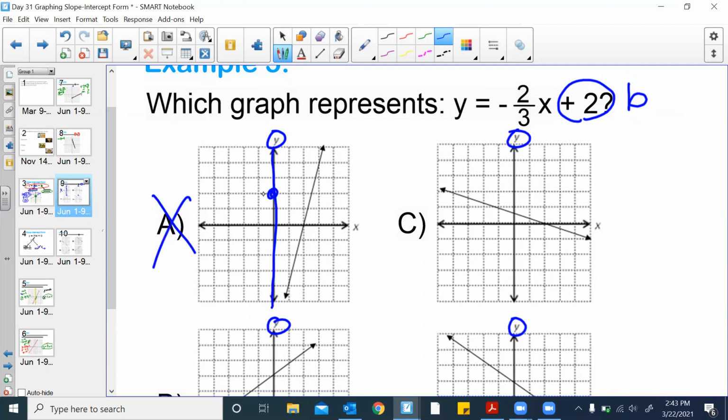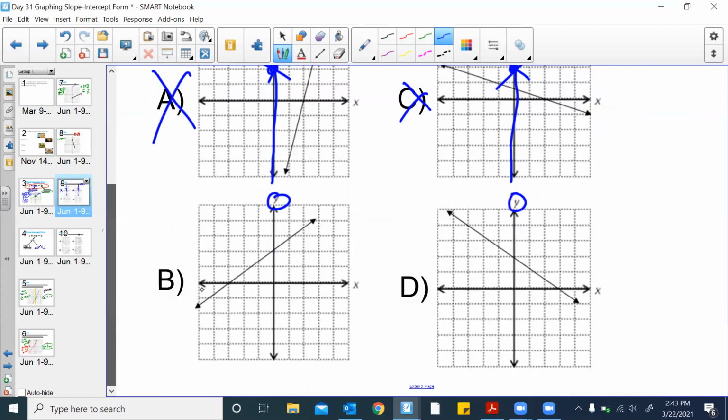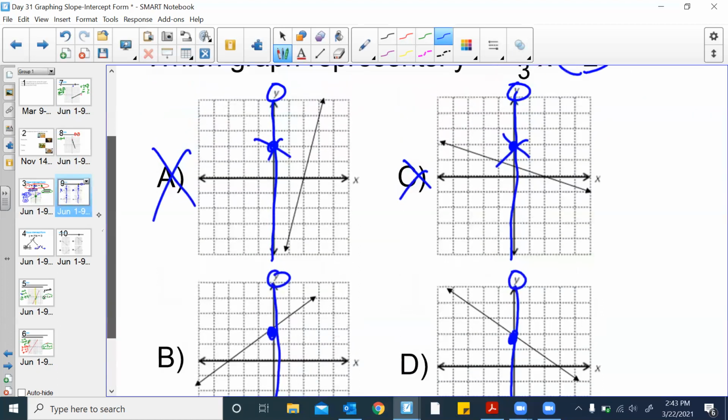No, A's out. Come down my y-axis. Does it cross here at 2? Nope, C's out. Come down my y. Does it cross at 2? It does. B is still a contender. And I come down to D, does it cross at 2? It does. D is still a contender.